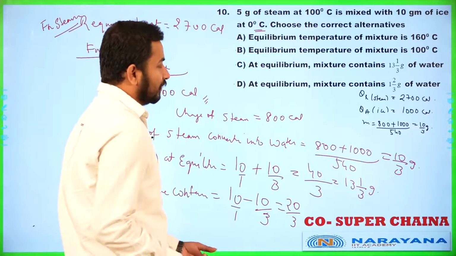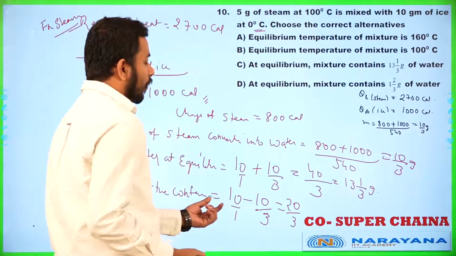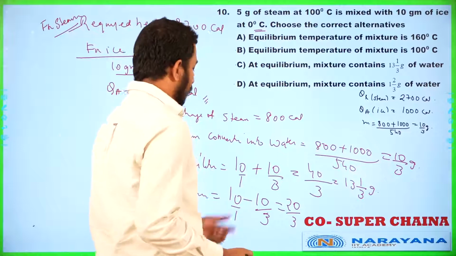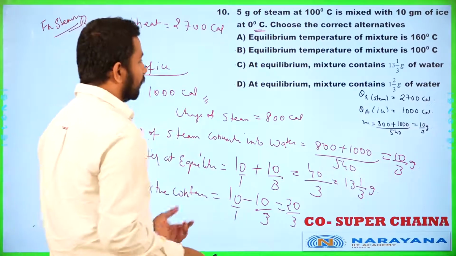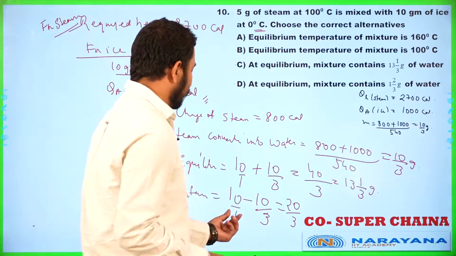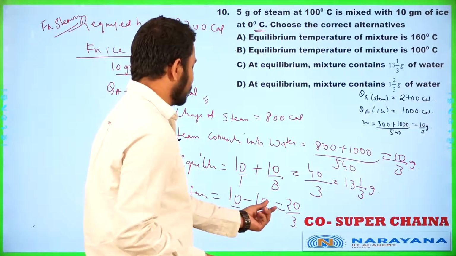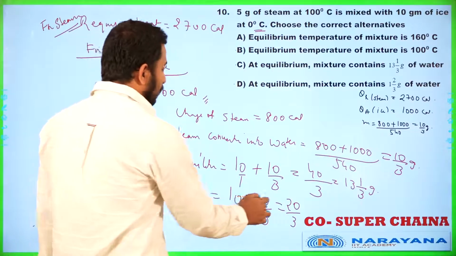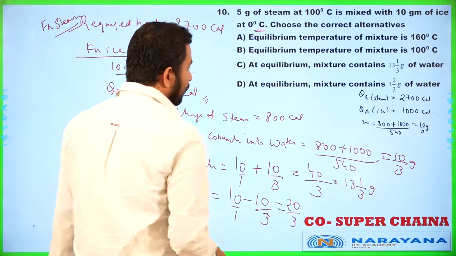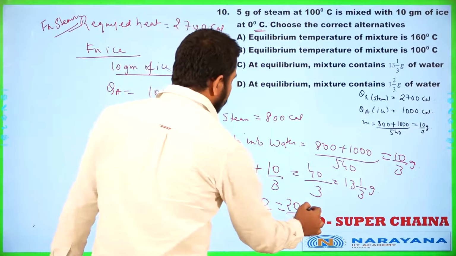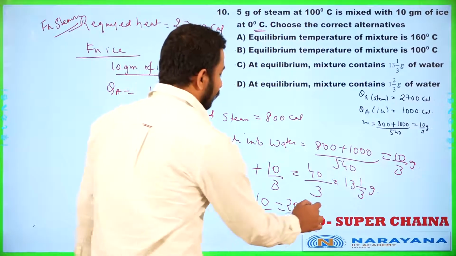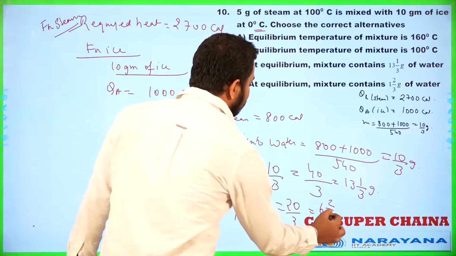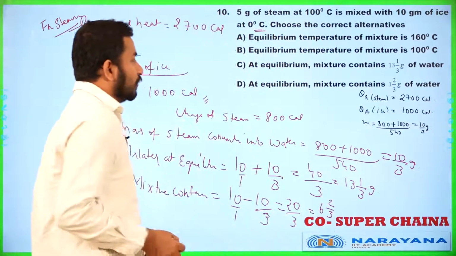So if you see here, the mixture content will be, this much water will be formed here. 30 minus 10, so it will be 20 by 3. So we can write this as 6 2 by 3, right? So this is how we can form it here.